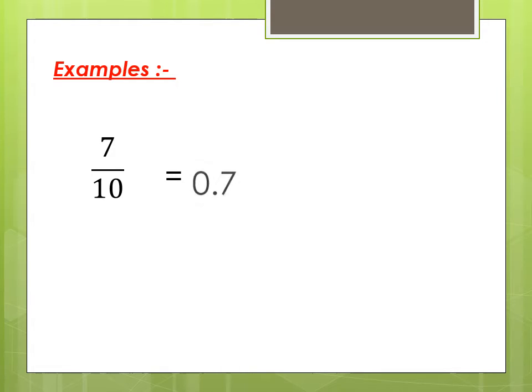Let's see how to write it. The first example, we have 7 over 10. It is a fraction. I can write it as a decimal number because we have denominator 10. How to write it in decimal way? We will write 0.7. How to read it and how to write it in letters? 7 tenths. Or we can say 0.7.